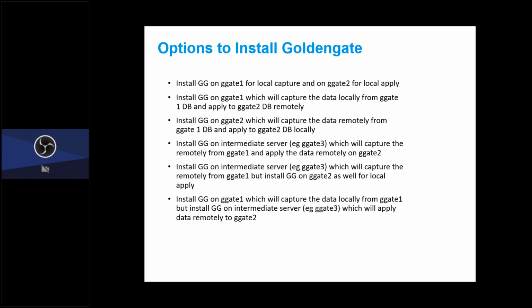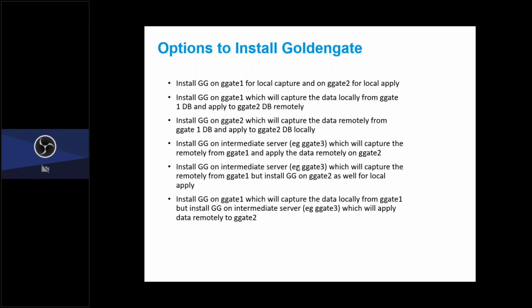So performance wise, for best performance results, for optimal performance, like minimum lag, which option do you think is best out of these 6 options? Local capture, local apply. Absolutely. Option number 1 is best for performance efficiency, because when you do remote capture, Goldengate is network dependent. So if network issues come, there will be lag.